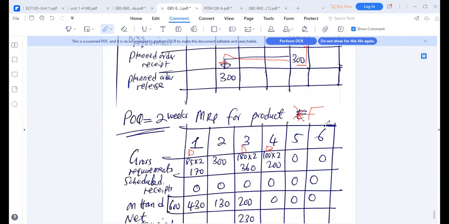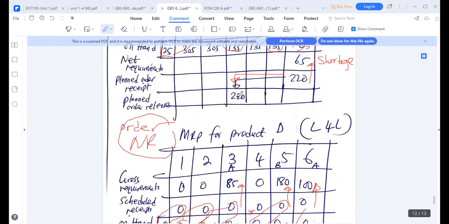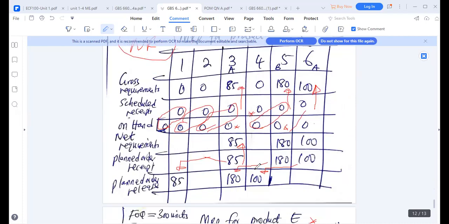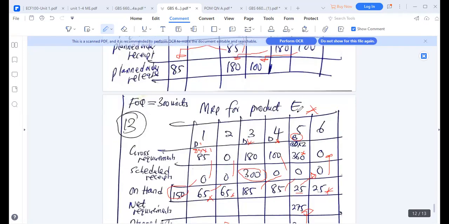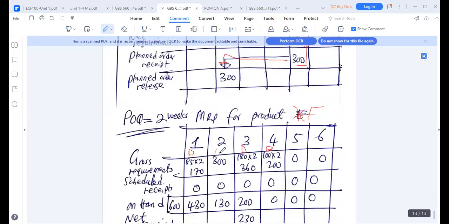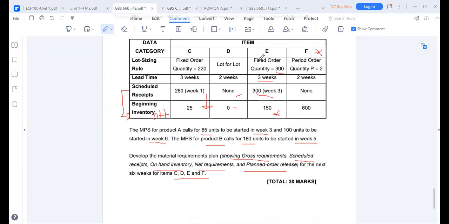Now there's also F coming from E. So F coming from E by 1. So we go to E. E is this one, by 1. So it's a 300 here. We use this 300, the release. The releases are the ones we use as they go to the other product. So this one will be by 1. It is E, this is where the 300 came from. And then we check the inventory status file for F. We are using the period order quantity of 2.